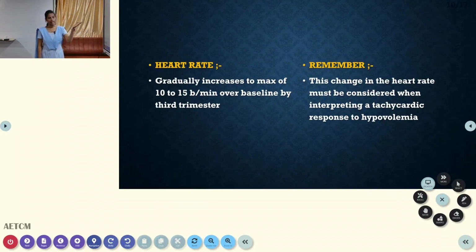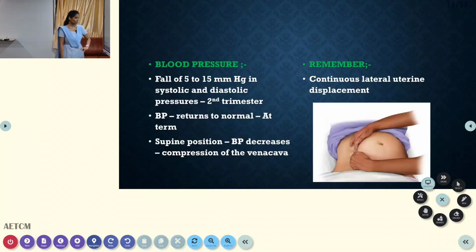The next one is the heart rate. The heart rate increases 10 to 15 beats per minute from the baseline in the third trimester. What we need to remember is to consider this point while interpreting the tachycardic response to hypovolemia in a pregnant patient.